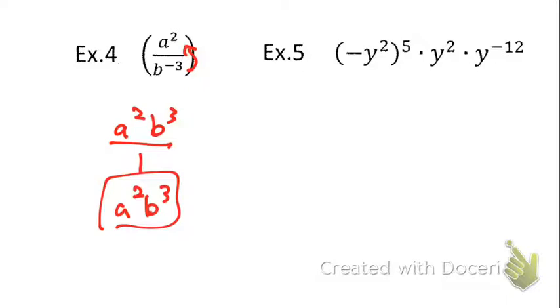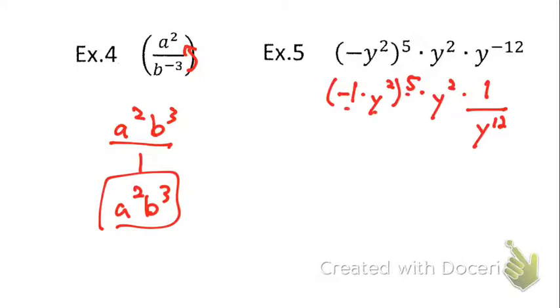Now, we have a couple things going on in here. This is pretty interesting. So I'm going to rewrite this as negative 1, because that is negative 1, times y to the second to the 5th. And then times y to the second times, and this one has a negative exponent, so I'm going to put 1 over y to the 12th. So a lot of things going on here. The first thing is each of these gets taken to the 5th power. So I'd have negative 1 to the 5th power, and then I'd have y to the, well, 2 times 5 is 10. And then this is still y to the second, and that's still going to be 1 over y to the 12th.